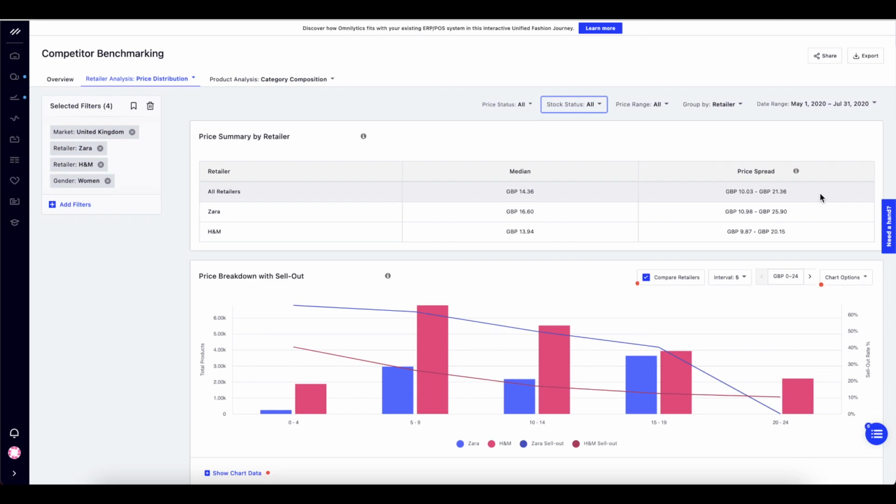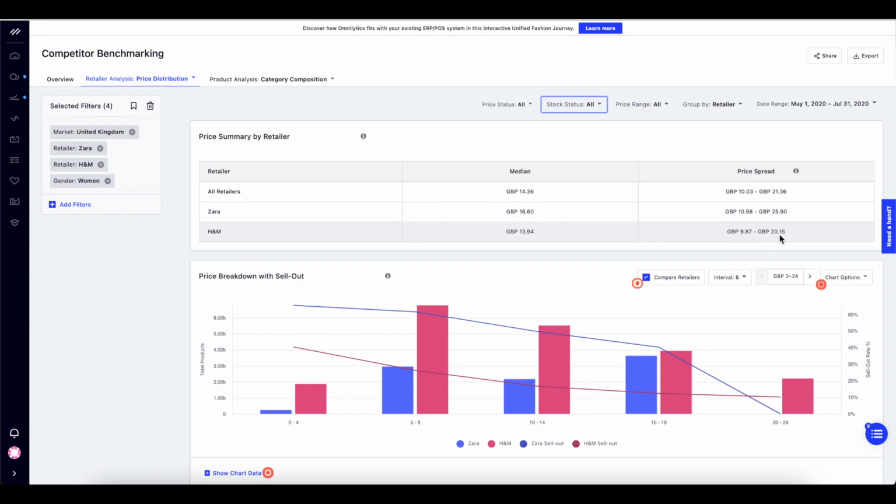Here, we can see that Zara has a slightly higher price spread than H&M at £10.98 to £25.90 for Zara, as compared to £9.87 to £20.15 for H&M.